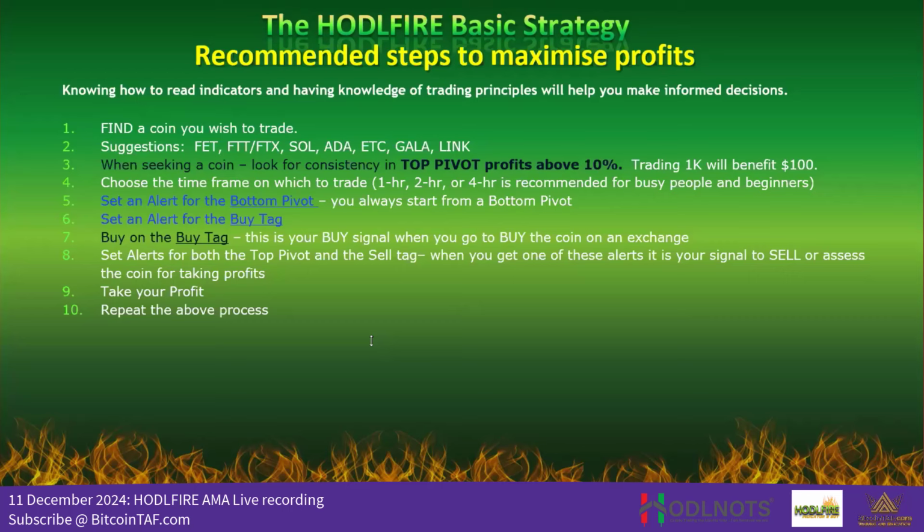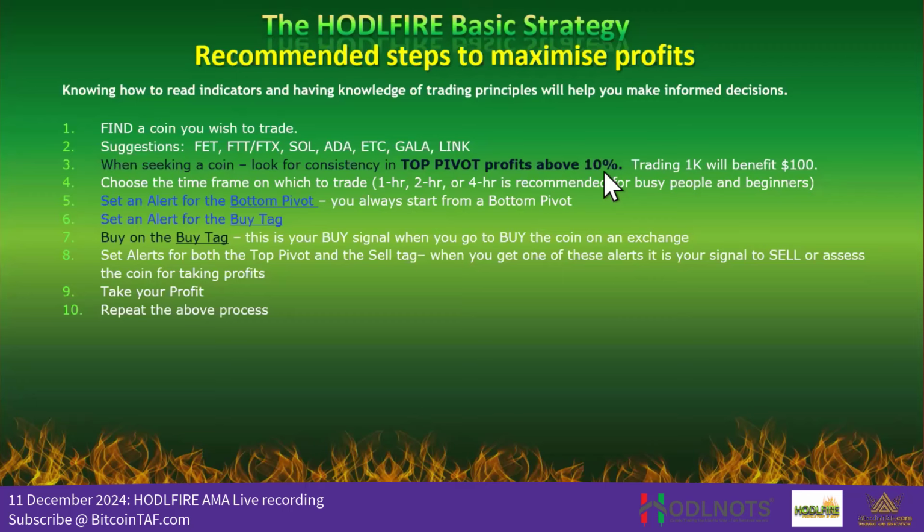Just start practicing on one time frame, see which one works best for you. And this is how we start. We find a coin. So one of the questions I get asked a lot is, what coins do we use the HODLFIRE on? It's recommended that you look for coins on the time frame that you're going to use it on, that the top pivot, you'll be able to see the percentage gain. Look for ones that are bare minimum 10% gain. It's going to be worth your time.